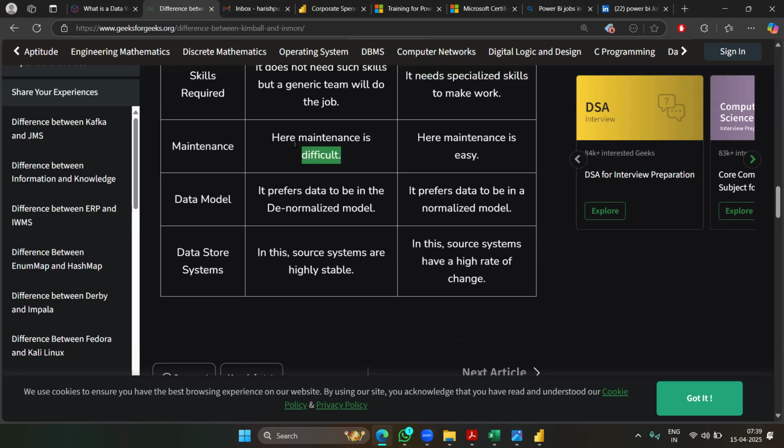Here maintenance is difficult. Here maintenance is easy, right? This is the first thing. That is good. The reason is because we are having all the systems at one place, right? So that means we can avoid some redundancy, duplication, and all those things. So that is the reason maintenance is easy for Inmon.